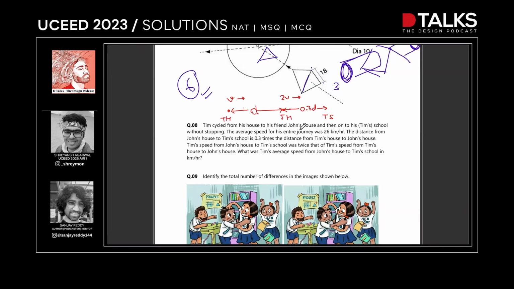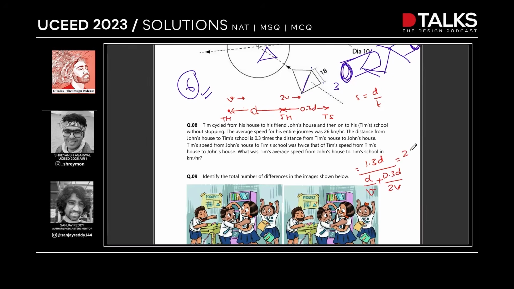Now we know the average speed for his entire journey. So what's average speed? Average speed is total distance upon total time. What's total distance? It's D plus 0.3D. That's 1.3D. And what's the total time? Time taken from Tim's house to John's house plus time taken from John's house to Tim's school. So from Tim's house to John's house, it's distance divided by speed, D by v. That's the time taken by just this part. Plus 0.3D divided by 2v. This is the total time taken by Tim to go from Tim's house to Tim's school.